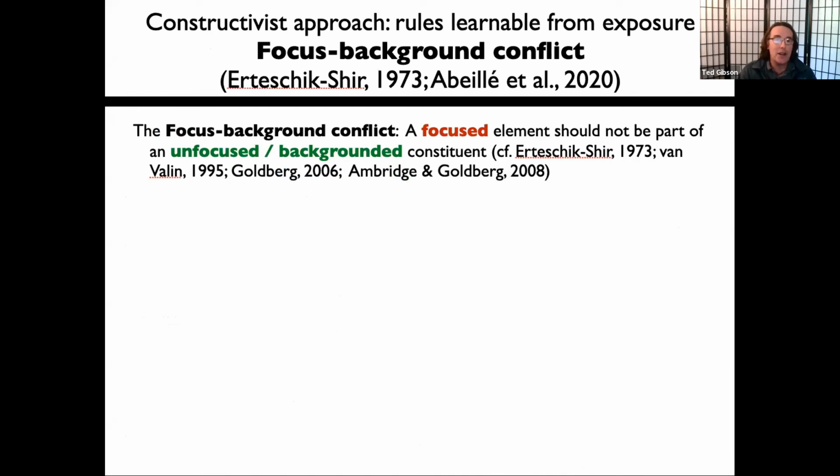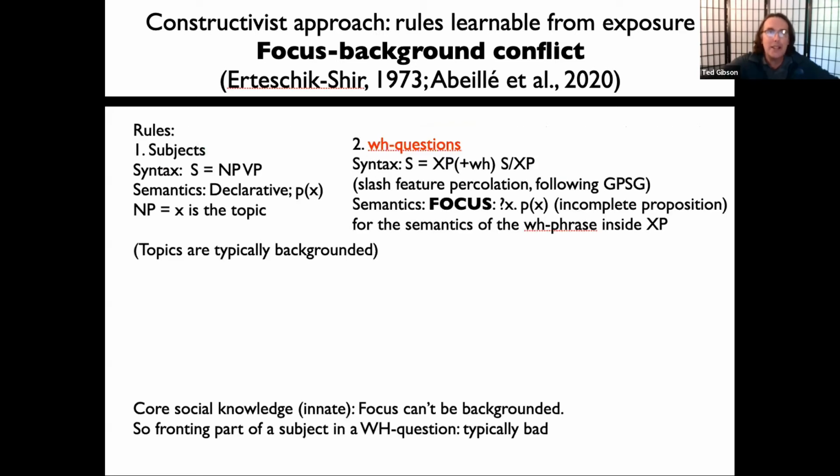So our approach, our hypothesis, is in the constructivist, use-based camp, where we refer to it as the focused background conflict constraint. A focused element shouldn't be part of an unfocused or backgrounded constituent. That's our idea. I'm just going to work through that quickly, just to get the idea. Under this hypothesis, there are meanings for all rules. For any rule, there's always a form and a meaning associated with that rule, or word. So there's a meaning associated with WH questions and relative clauses, and these meanings aren't controlled in the two experiments.